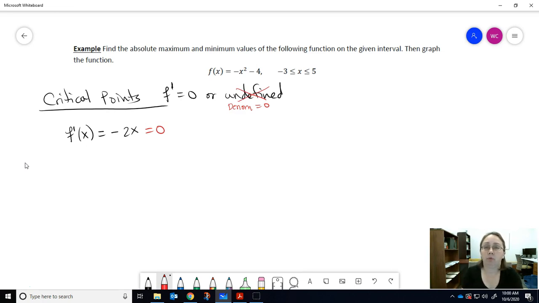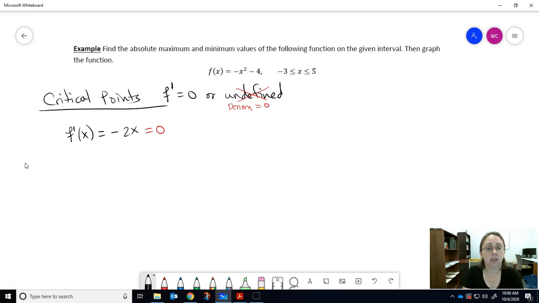Undefined can also occur when you have roots, because your domain can be limited, and logarithms, because your domain can be limited, but those are ones that I did not see in our work. So things that you should keep in mind, but we're not going to focus on those in our course.